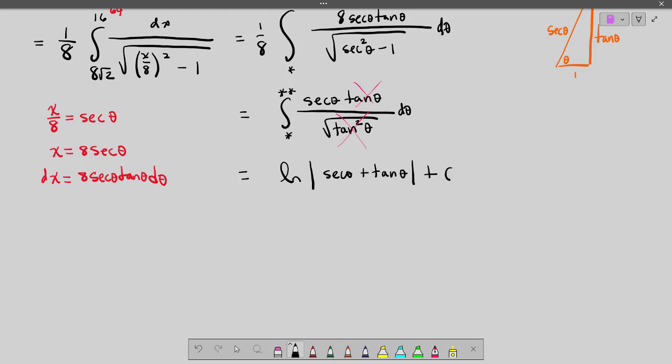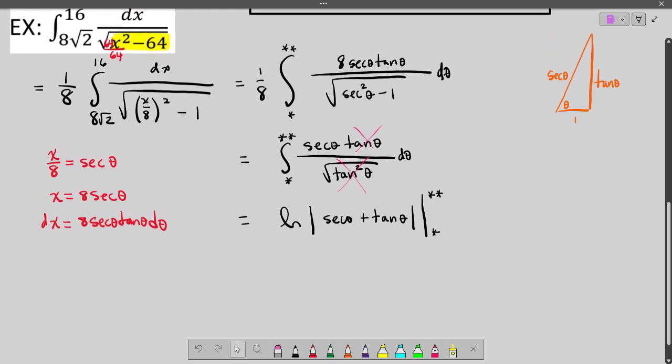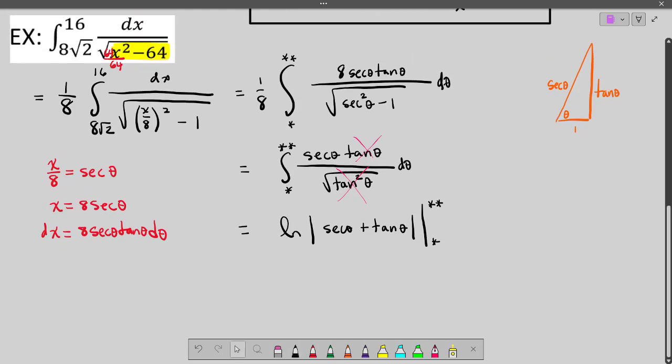All right, plus an integrate... oh, no, not a constant. We have a definite integral, so we've got this evaluation symbol. All right, so now we've found our antiderivative. It's in terms of theta. We would like to go back to x's.